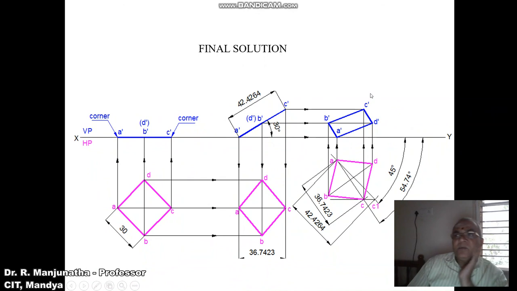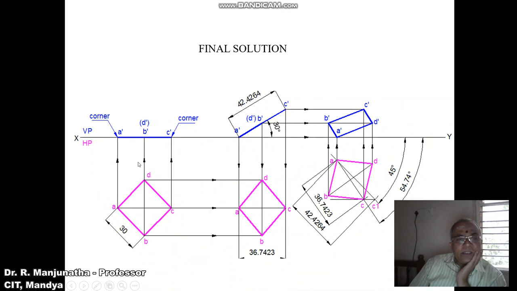Now, as it says that one of the diagonals is inclined to VP at 45 degrees, consider any point and then draw a horizontal line. With respect to the horizontal line, you mark this point as A. With A as center, you measure an angle of 45 degrees below the horizontal line and then draw an inclined line. So the inclination given is the true inclination. So on the true inclination line, we have to get the true length.